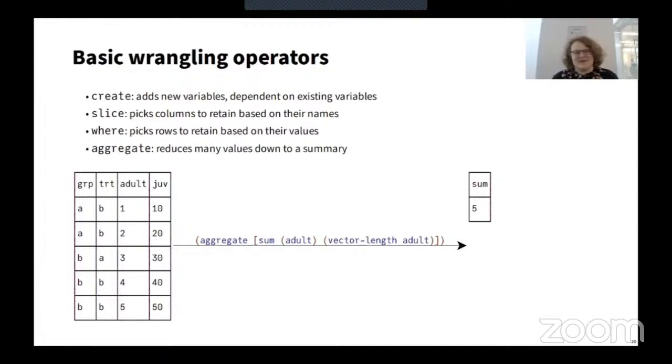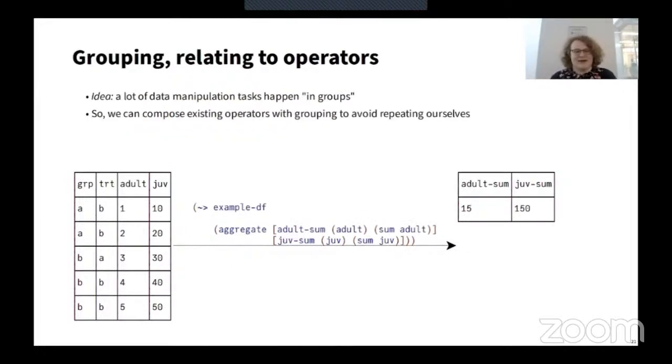But this doesn't seem very useful on its own. Like, we're just taking all of our data and turning it into a scalar. And while that may be sometimes what you want, aggregation and creation and all of these other operators are more powerful than that. The idea is that a lot of these data manipulation tasks happen in groups, referring to our GSS example within the group region. So we can compose our existing operators with grouping to avoid repeating ourselves.